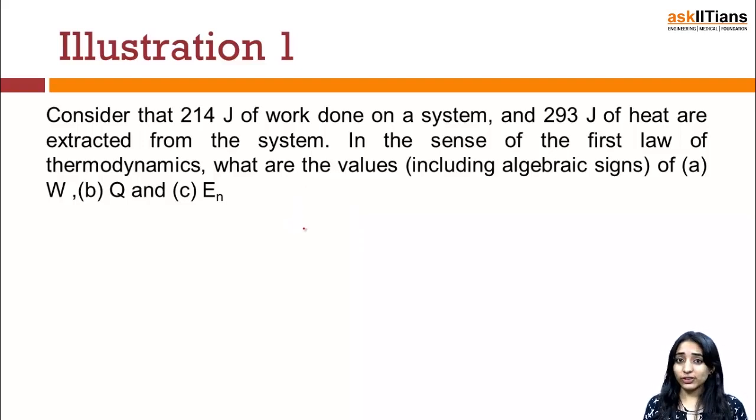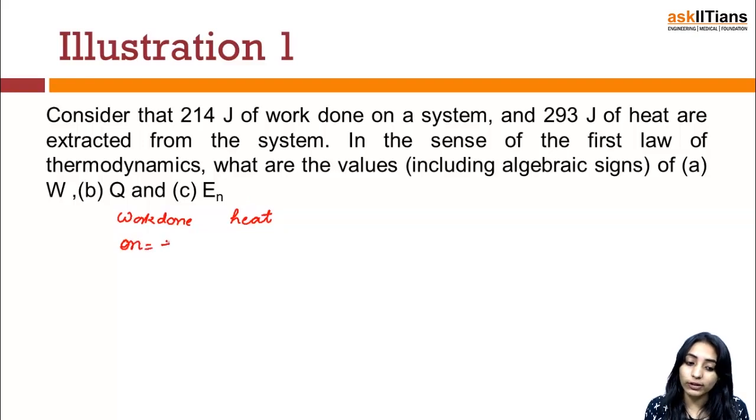So the first illustration that we are going to discuss is, consider that 214 joules of work is done on the system. Now this is a pretty good question because here I'll be telling you something about the sign conventions which are generally used in thermodynamics. Since we are working with work done and heat, if the work is done on the system, it will be given a positive value. If the work is done by the system, it will be given a negative value.